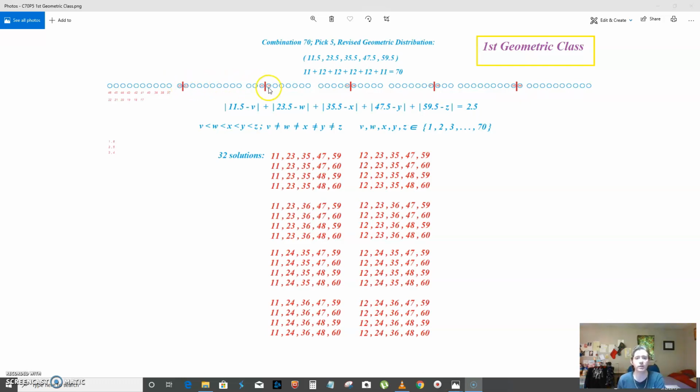Because the closest that you can be to S1 through S5 in picking 5 balls is on either side of each one of the standards. And since the standards are 0.5 off in between each one of their respective positions, you get 0.5 plus 0.5 plus 0.5 plus 0.5 plus 0.5, which gives you 2.5. And that's the smallest DS value that you can have. And again, it's the first geometric class.